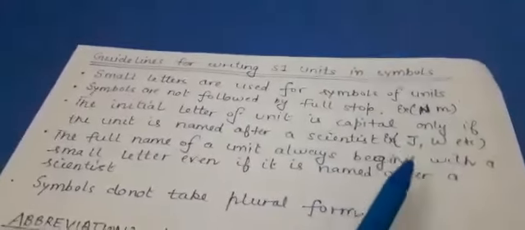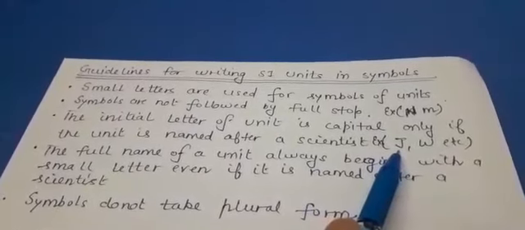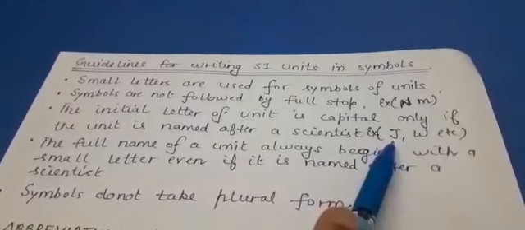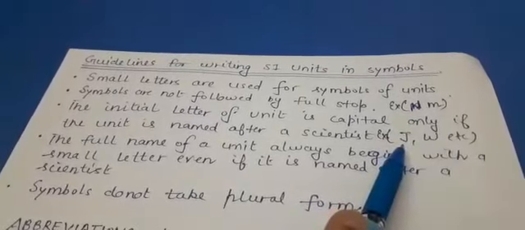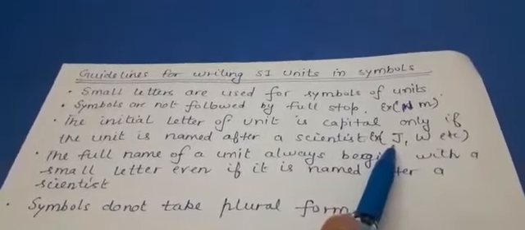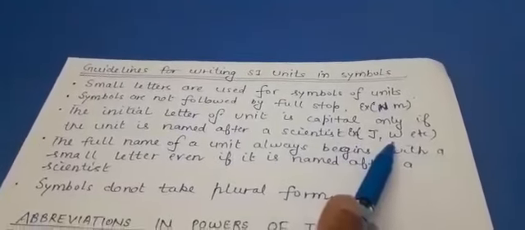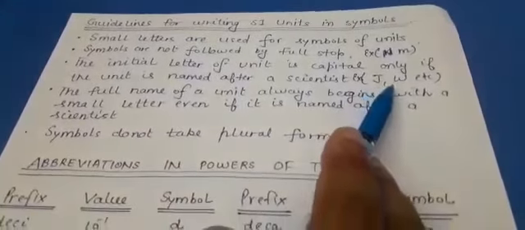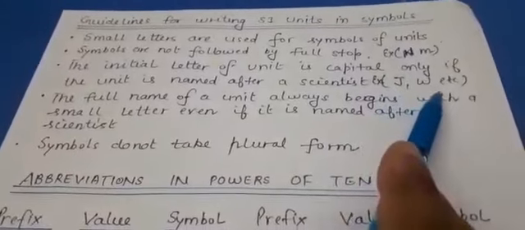When you are using the SI unit of work or energy, joule, and you have to write the symbolic representation as a single letter, then it is capital J. Watt, the unit of power, is capital W. Why? Because these are named after the names of scientists.